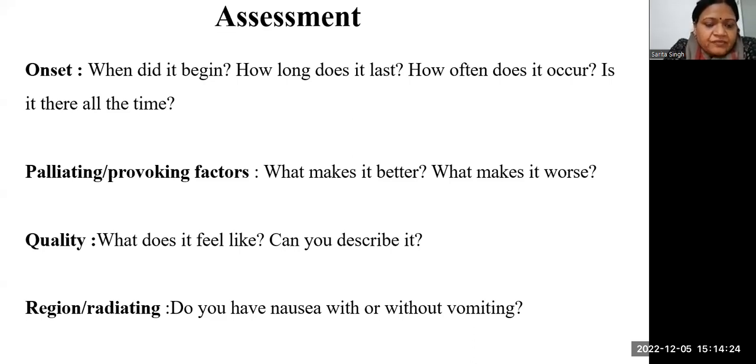So these are the points under which you can ask the question: onset, when does it last, and how often does it occur? So I have shown in the last slide, these are the causes. These were the important causes. We'll search that cause according to your assessment questions, like palliative or provocating features. What makes it better? What makes it relieve or worse? Then quality. What does it feel like? How can you describe it? Then radiating. If you have nausea with or without vomiting.